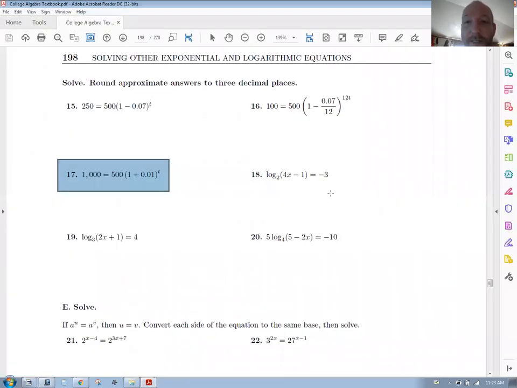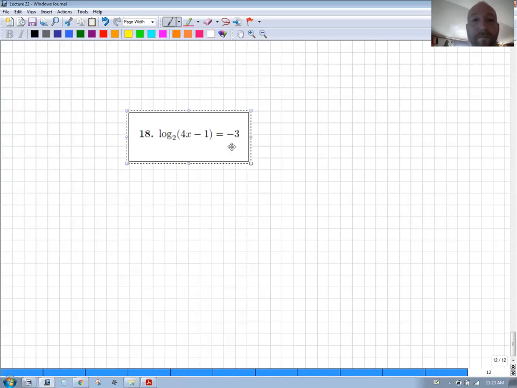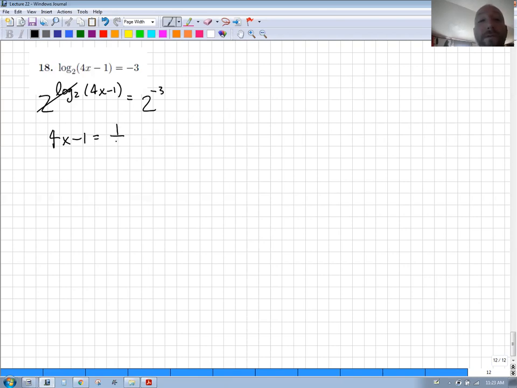Let's look at 18. Okay, well, this time we have a log base 2. We can just do 2 to the power of log base 2. And 2 to the power of -3. So we raise each side as an exponential. So those will go away. The 4x minus 1. 2 to the -3, that would be 1 over 2 to the third, which would be 1/8.